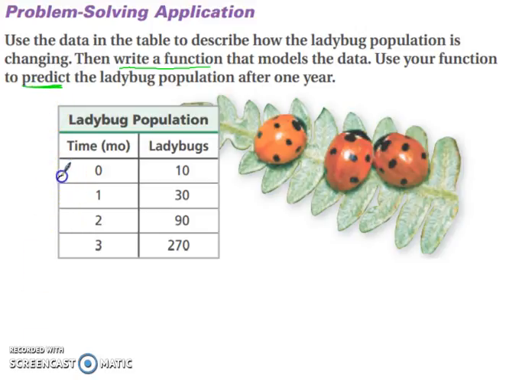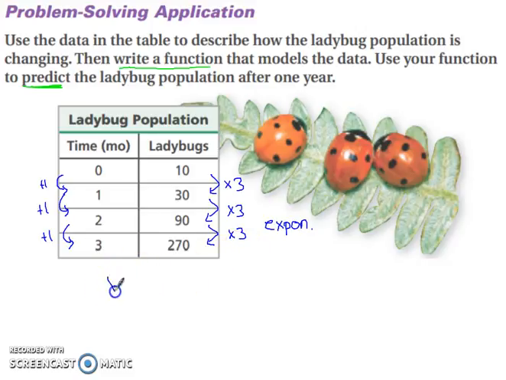Okay, so from 0 to 1, we're adding 1. Then from 1 to 2, we're adding 1 again. And then from 2 to 3, we're adding 1. So we have a constant change in our x values. Now let's look at our y values. To go from 10 to 30, we're multiplying by 3. To go from 30 to 90, we're multiplying by 3. And then we're multiplying by 3 again. So it's not a common difference, but it's a common ratio. So we know that it's exponential.